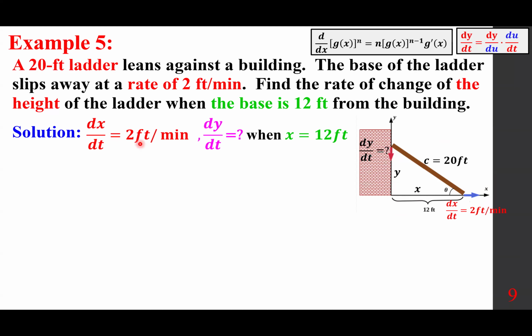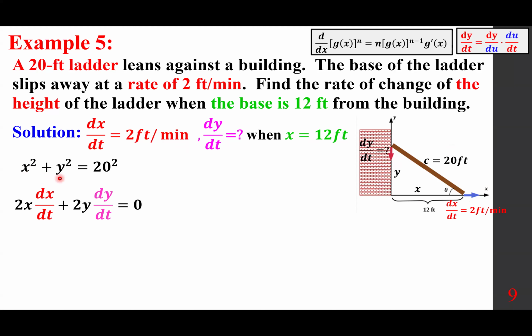We're going to write dx/dt is 2 feet per minute. dy/dt is missing. At which point we are interested in finding dy/dt? At a specific point when x is 12 feet. Pythagorean theorem, a squared plus b squared equals c squared becomes x squared plus y squared equals 20 squared. Differentiation, 2x dx/dt plus 2y dy/dt equal to 0.